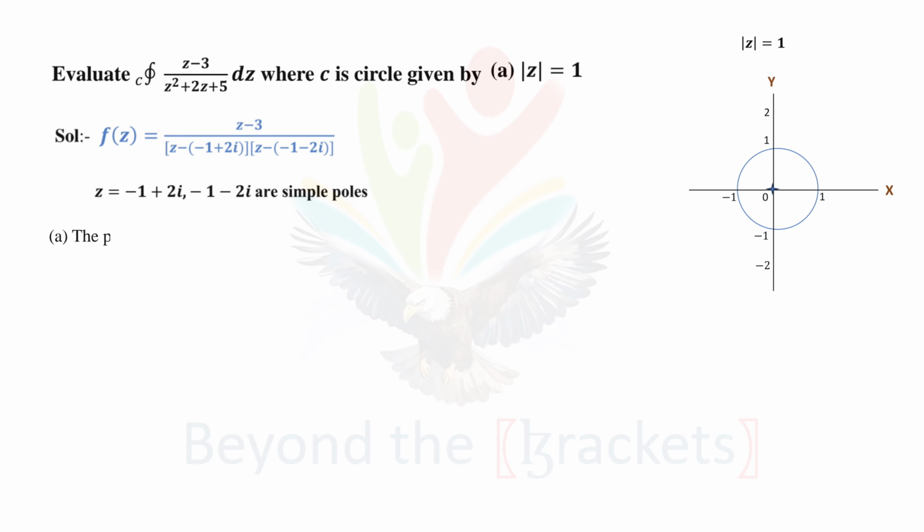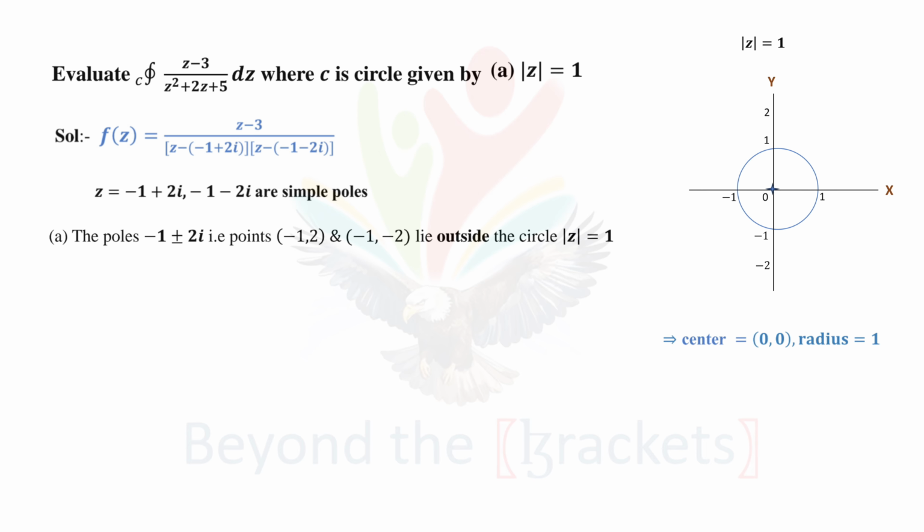Both the poles, geometrically represented by the points (-1, 2) and (-1, -2), lie outside the given circle. To check whether the poles lie inside or outside the circle, we calculate their distance from the center of the circle. Here the center of the circle is (0, 0). For the point z = -1 + 2i, the distance is given by the square root of (-1)² + 2², that will be root 5, which is greater than 1.